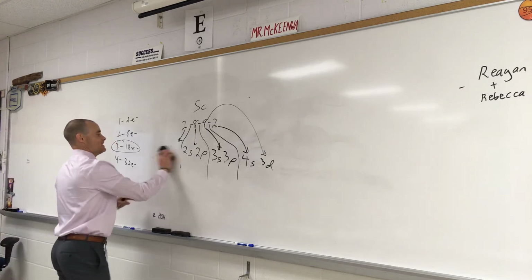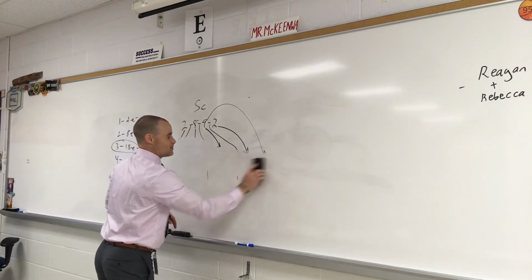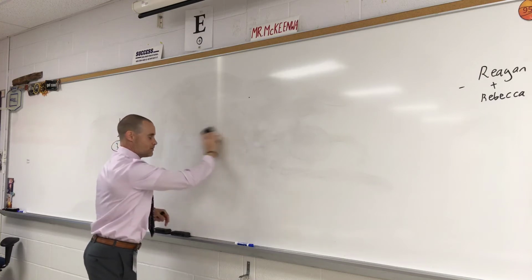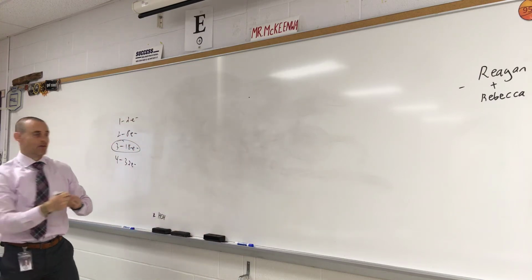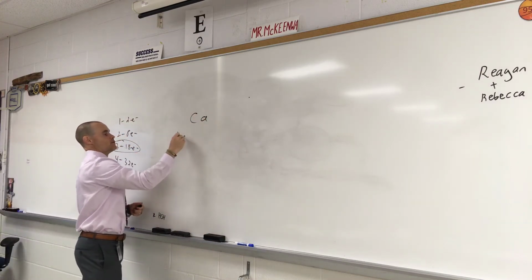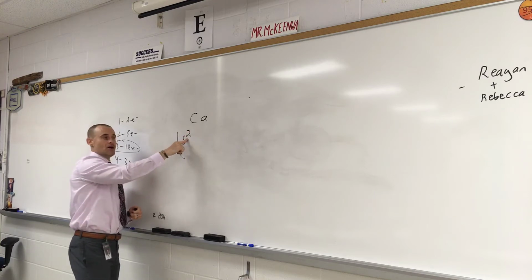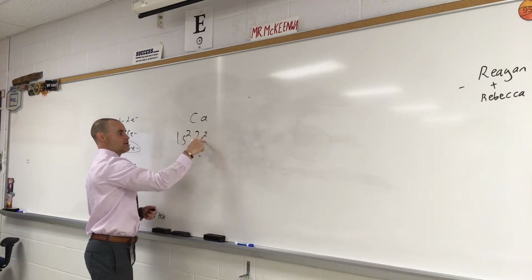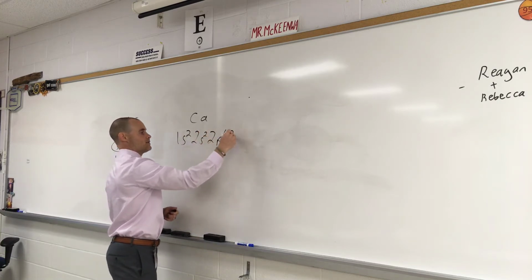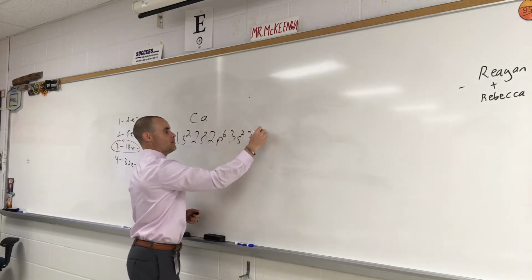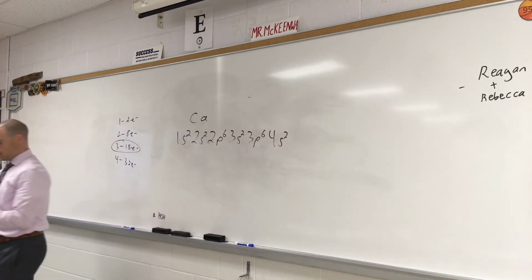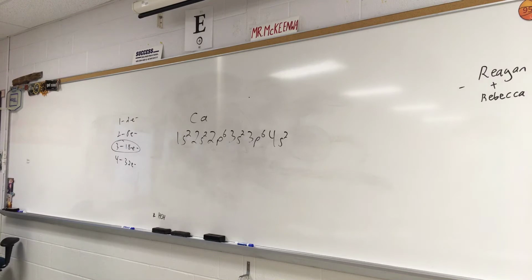So, here's calcium's electron configuration. See if it makes sense to you. And then I'm just going to have you practice a few of them. We'll go over them. Here we go. So calcium is 1s2. That's how we show the electrons. It's like an exponent. 1s2, 2s2, 2p6, 3s2, 3p6, 4s2. That is calcium's electron configuration. Just copy it down.